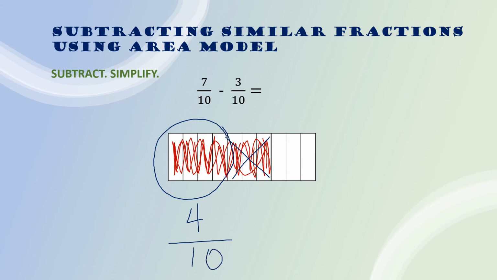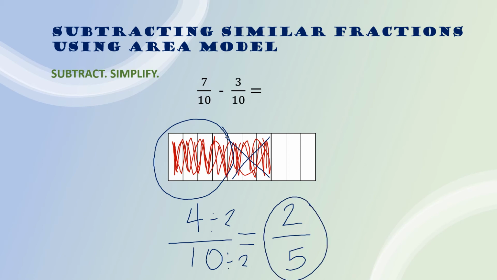So 7 minus 3 is 4. And then we need to simplify. It can still be divided by 2. It's GCF. So 4 divided by 2 is 2, and 10 divided by 2 is 5. So 2/5.